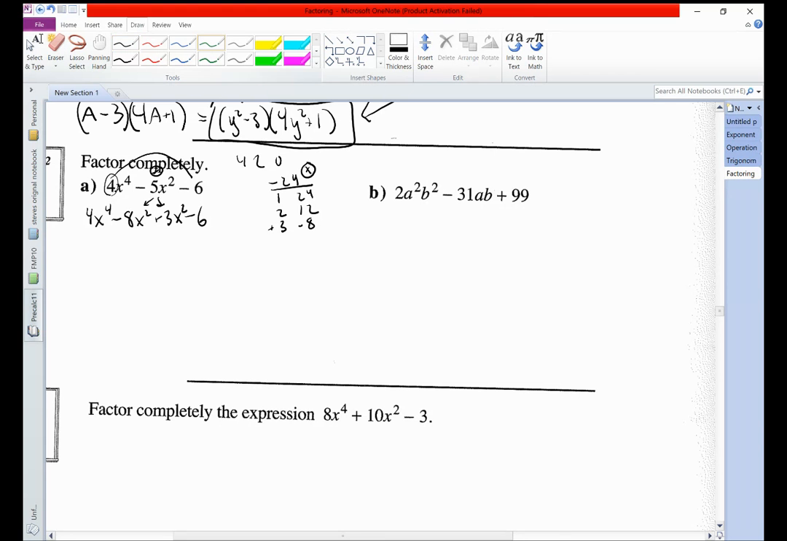Now we can do our grouping. And that's supposed to be a plus right there. And then we can factor out. So in the first bracket, we can factor out a 4x squared, and we're left with x squared minus 2. And in the second bracket, I can factor out a plus 3, and I'm left with x squared minus 2. I know that that's the right answer because my binomials match. So I have 4x plus 3, x squared minus 2 as my answer.